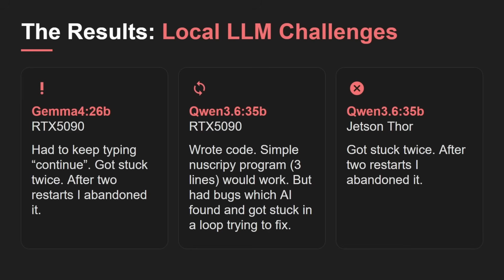But it failed. So after several attempts, I abandoned it and just said, no, it can't do it. Now, Qwen 3.6 35 billion did write some code, which was good. A simple Python program of three or four lines to print this and define a few variables would work, but more complicated stuff had bugs. And what actually happened is that the AI knew that, and it was trying to run it and test it. It would then try to run it and see the bugs, and it would try to fix them, and it just got stuck in a loop.